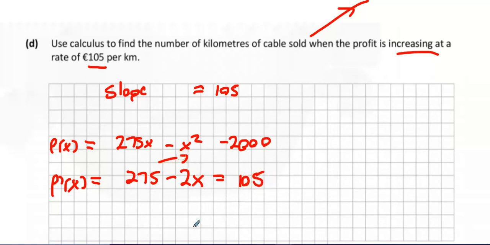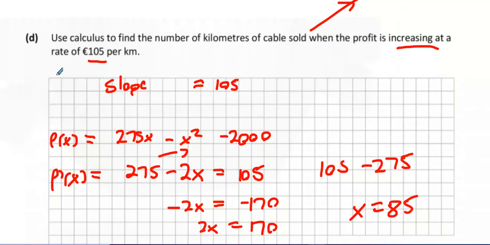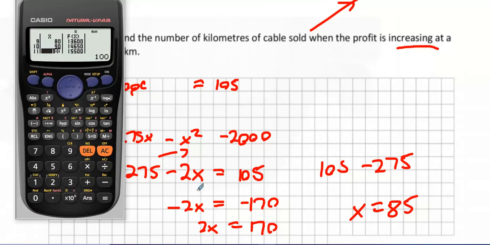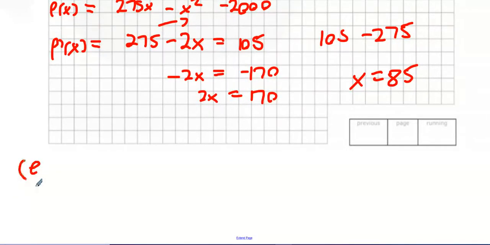Bring the 275 over to the other side, so you get minus 2x equals 105, take away 275, which is minus 170. Multiply both sides by minus 1, 2x equals 170, divide by 2, x equals 85. Okay, so x equals 85. Now, oddly enough, this question didn't actually ask you for the maximum. Remember I said earlier that we knew the maximum. The maximum was 140. Okay, so what I'm going to do here, guys, is practice something for you. I'm going to make a part E. Find the maximum profit.